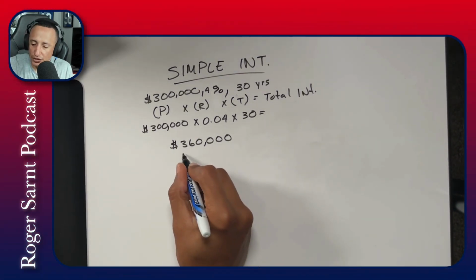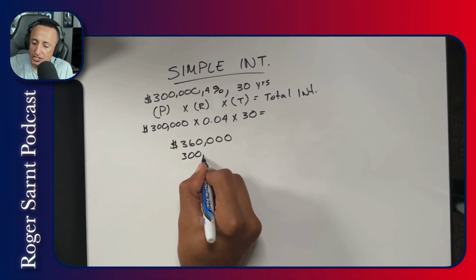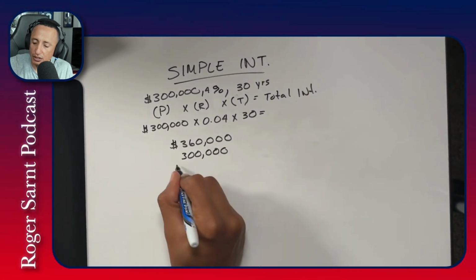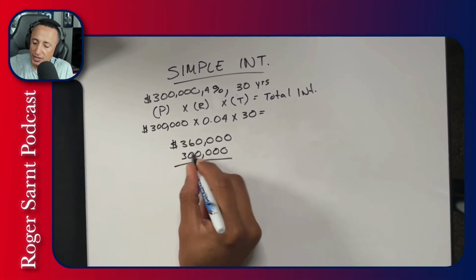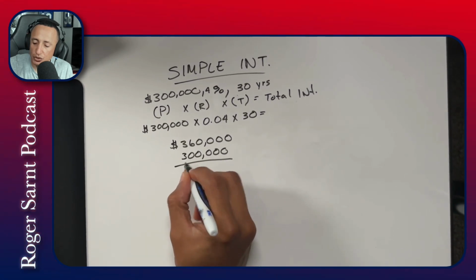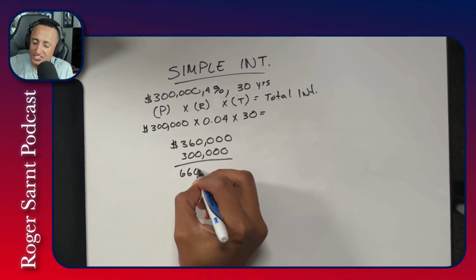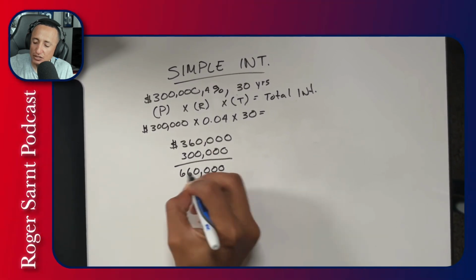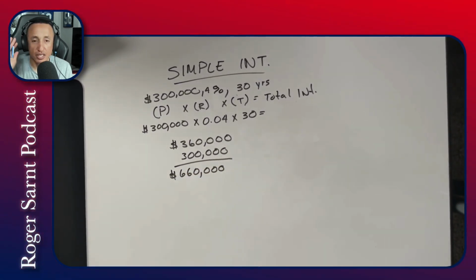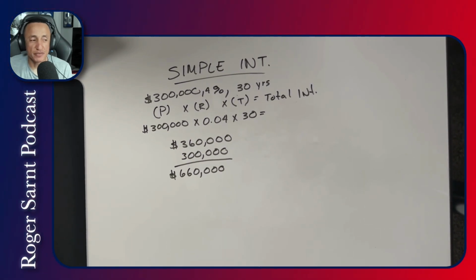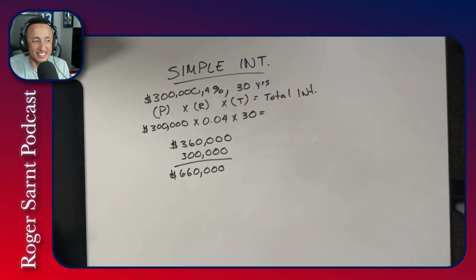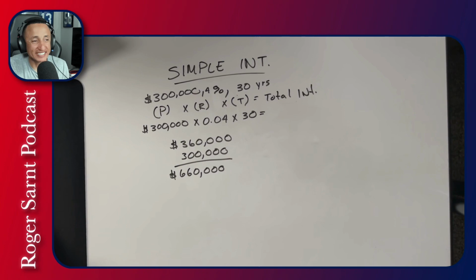All right. So in 30 years, you're paying $360,000 in mortgage interest, and then you're going to pay $300,000 in mortgage because that's the cost of the house. And that's going to give you $660,000 that you're going to pay for that house if you took 30 years to pay for it. Is that not a racket or what?